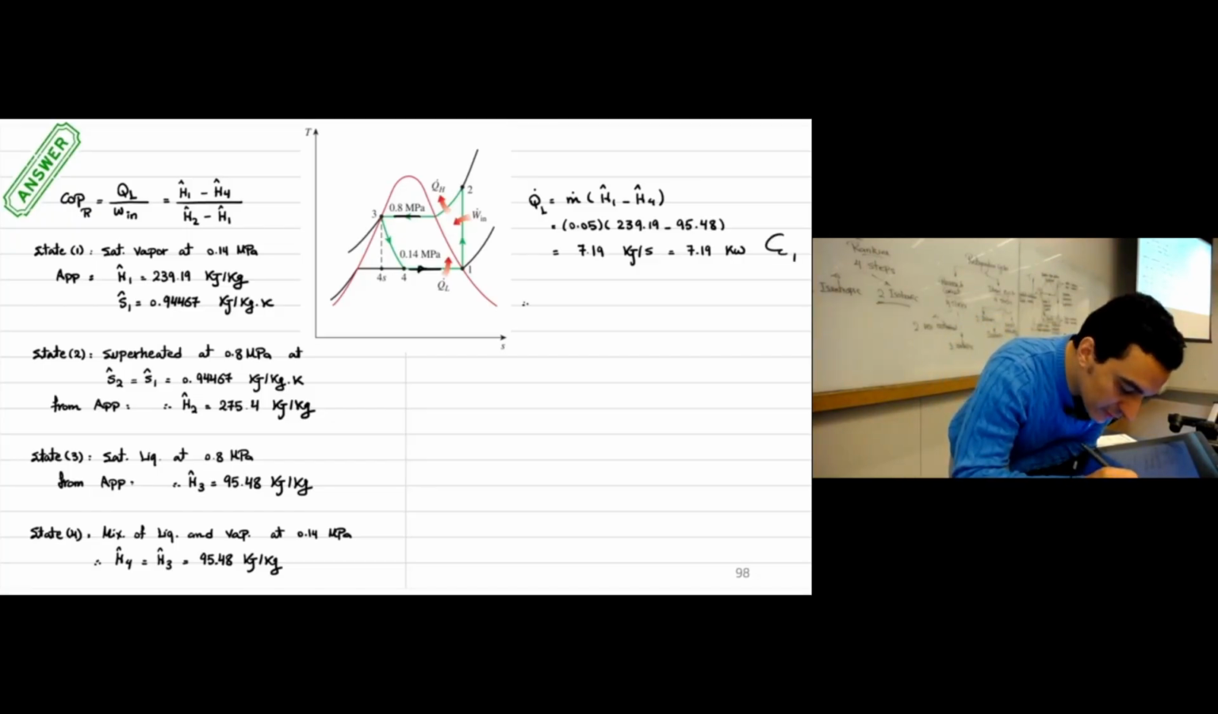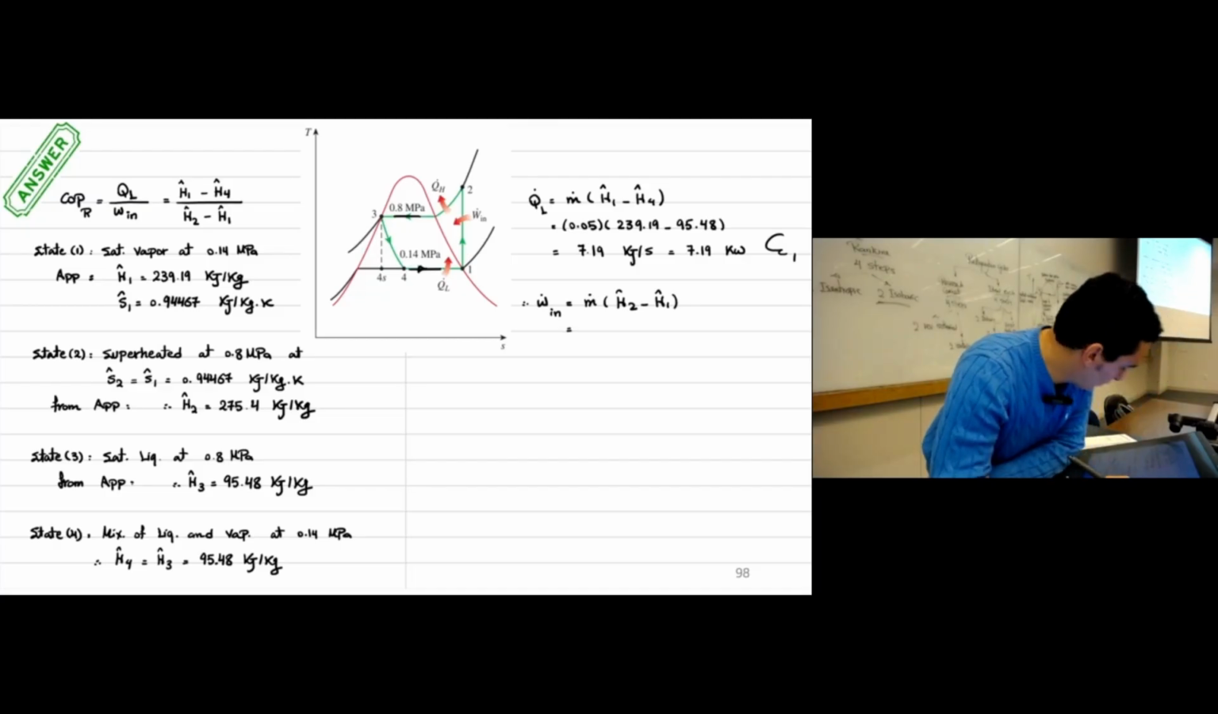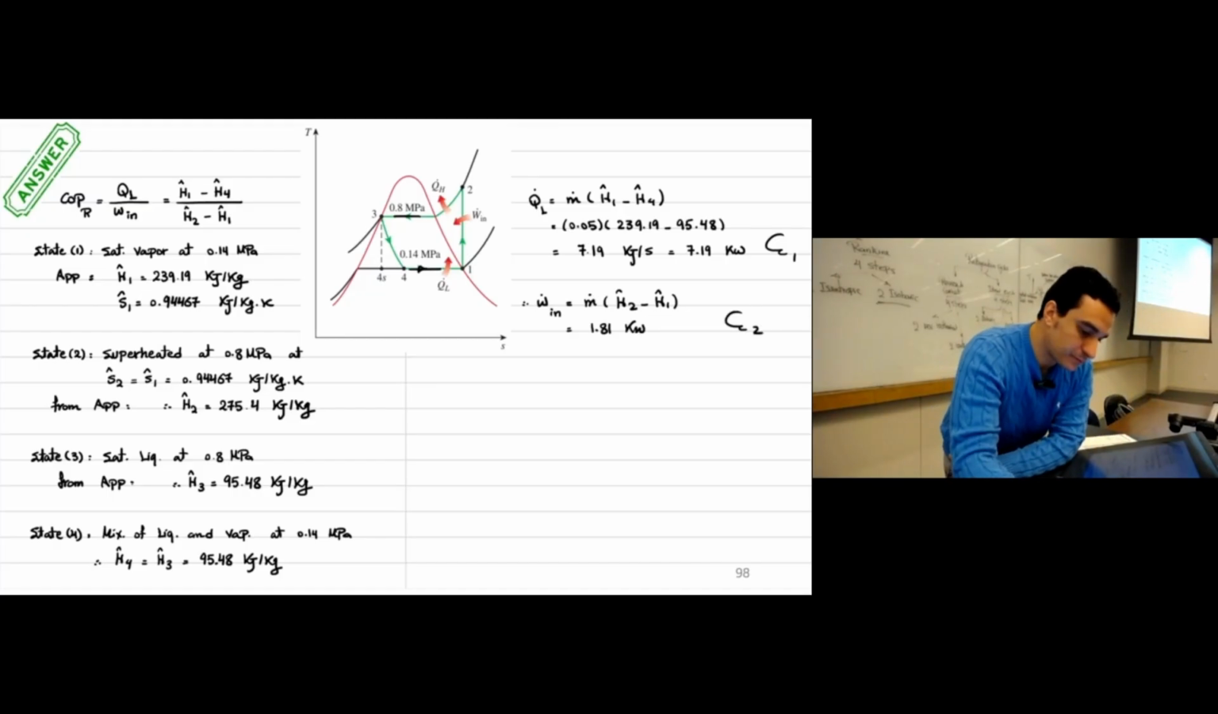Then we have rates of inlet work. So rate means we will multiply the specific enthalpy difference with mass flow rate. So this will be mass flow rate, which is given times H2 minus H1. So we have all the values in this example. So this one will be 1.81 kilowatt. And this is the second requirement.